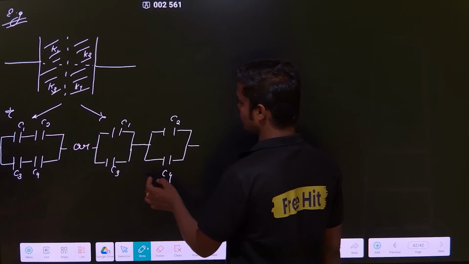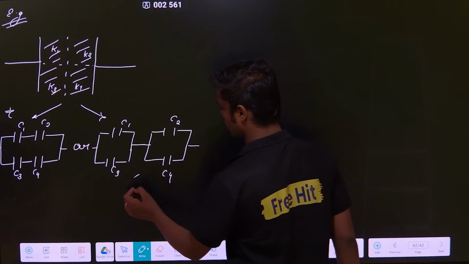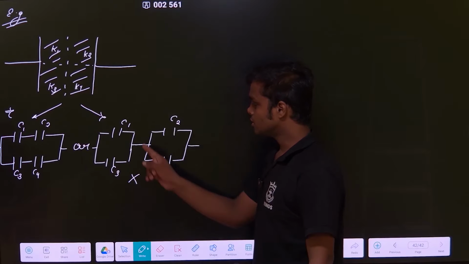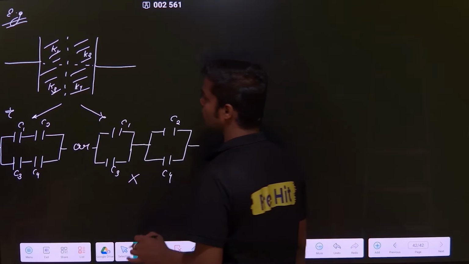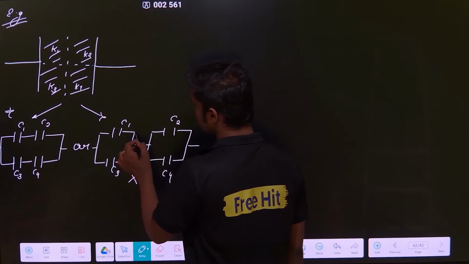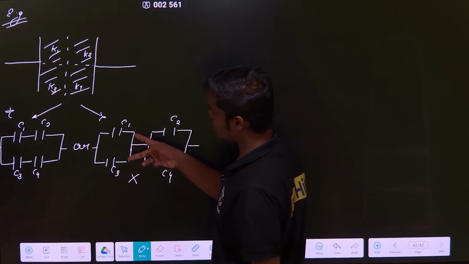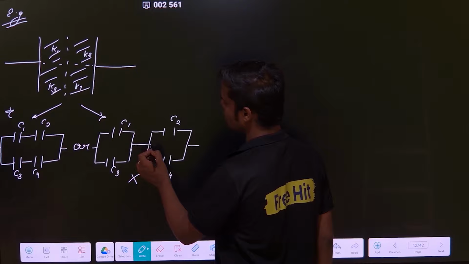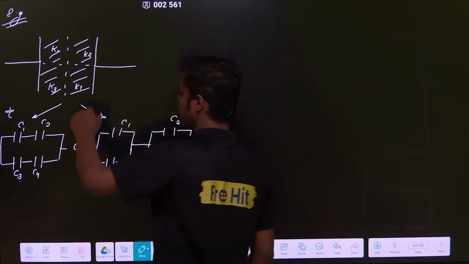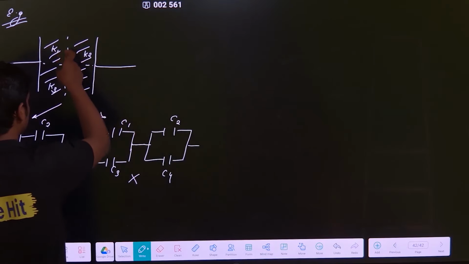How many of you are saying this one? See, this is wrong. First of all, this is wrong. Why is it wrong? When you are taking this configuration, what you are doing basically is considering that this whole point is at equipotential, meaning the potential at this point and the potential at this point is the same. So if you see, this point is nothing but this thing.